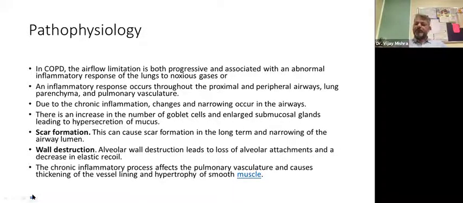Now, if it does not stop here, let's say the inflammation continues and the noxious agents are continuing, this will result in scar formation. There will be tissue damage, there will be fibrosis, there will be scar formation. This scar formation in the long term results in narrowing of the airway lumen. So you'll have a lumen which, after a long period of chronic bronchitis, will eventually become narrower. And there is wall destruction of the alveoli, which leads to further loss of alveolar attachments and the elastic recoil of the alveoli.